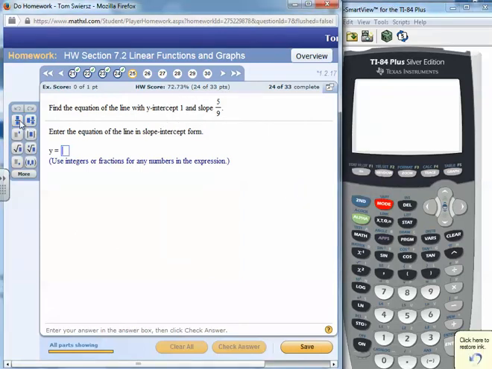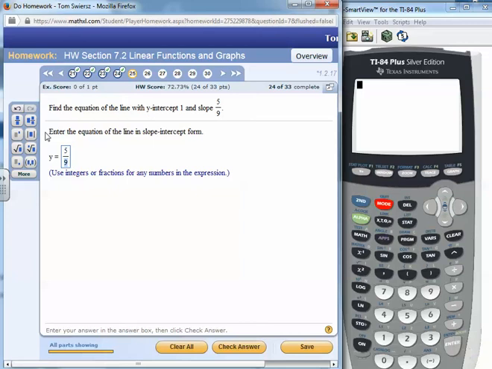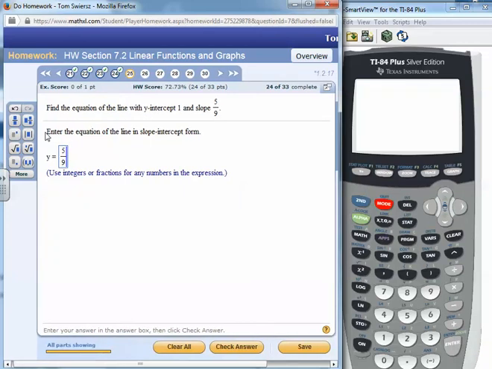Okay, so y equals 5/9 fraction x, and then plus 1.